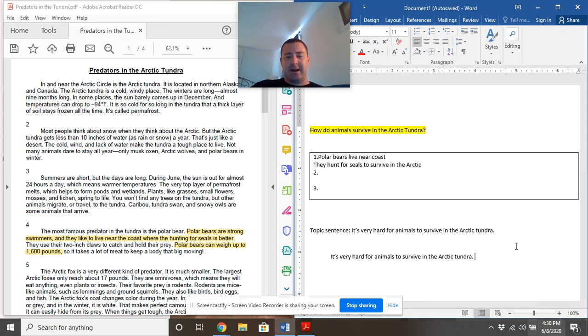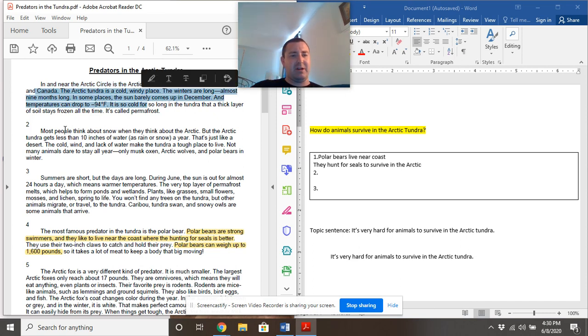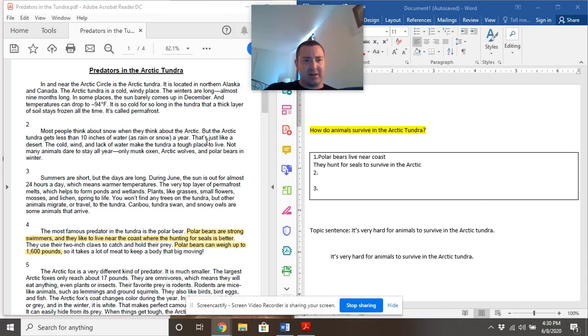All right, let's get right into things. Let's do a little bit of framing. I'm going to go back. Let's actually read paragraph one together, maybe even paragraph two, and let's talk about why it's so hard for these animals to live in the Arctic. In and near the Arctic Circle with the Arctic tundra, Alaska and Canada, the Arctic tundra is a cold, windy place. The winters are long, almost 9 months long. In some places, the sun barely comes up. And in December, the temperatures can drop to minus 94 degrees. It's so cold.